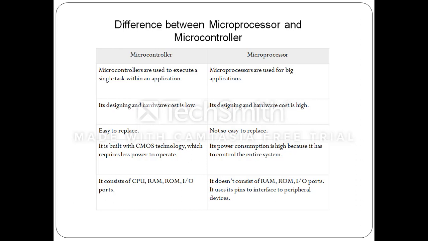In the case of a microprocessor, it uses CMOS technology, which requires less power to operate. In the case of a microcontroller, it also uses CMOS technology, which requires less power to operate. In the case of a microprocessor, its power consumption is high because it has to control the entire system. A microcontroller consists of CPU, RAM, ROM, and input output ports. A microprocessor does not consist of RAM, ROM, or IO ports. It uses pins to interface peripheral devices.